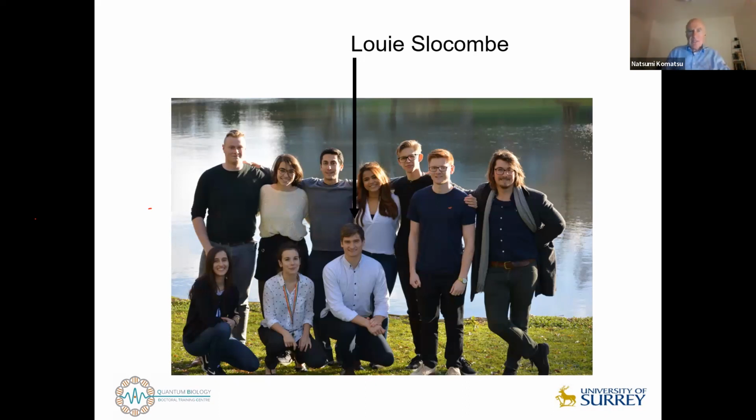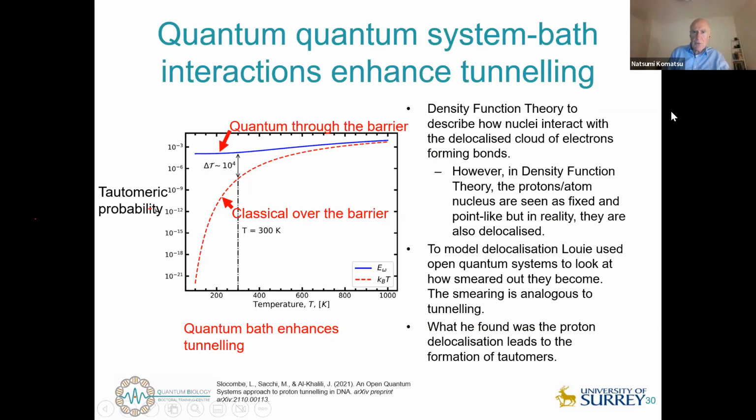What Louis did was use density functional theory to map how nuclei interact with the delocalized cloud of electrons forming the bonds. However, I'm getting all this from Louis. This is not really stuff I understand, but I can read the graphs. He then used open quantum system modeling to look at where the protons actually were, because in density functional theory they were treated as a point in space, whereas using open quantum systems, it could map out where the coding protons of DNA were, and also look at how they switch from the canonical form to the tautomeric form. And this shows the temperature transition between the canonical and the tautomeric form at different temperatures.